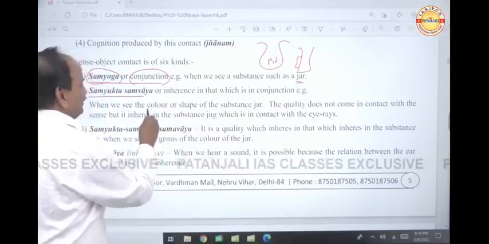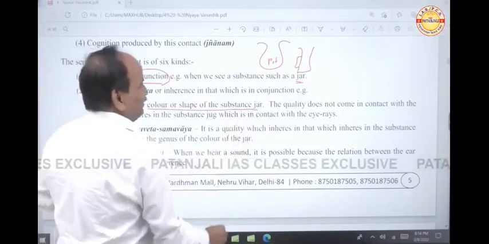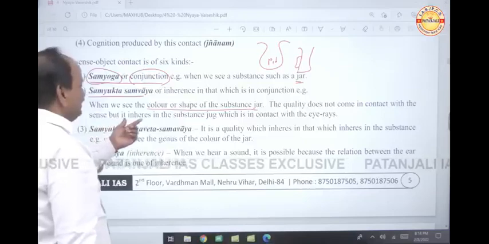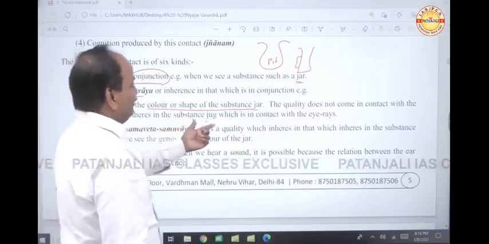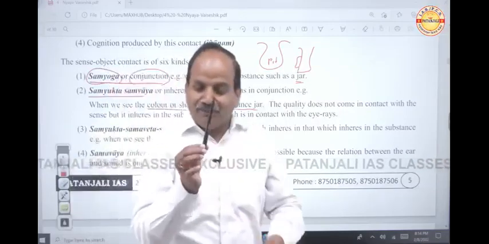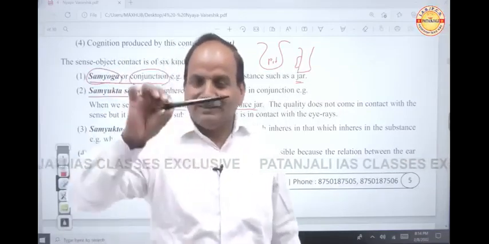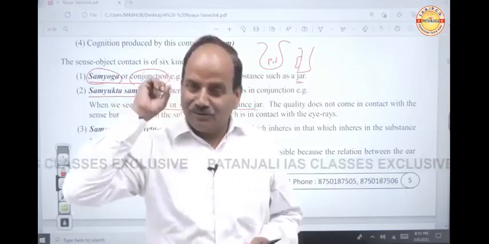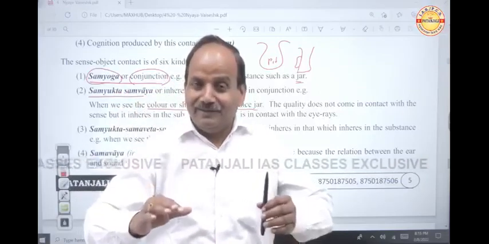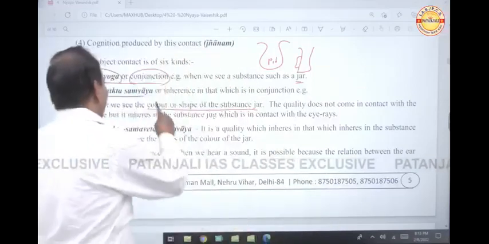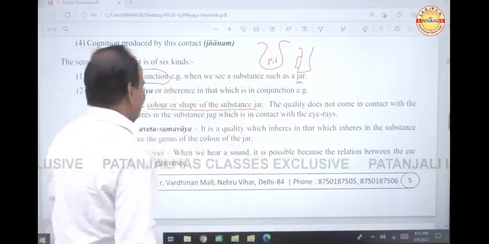Example, when we see the color or shape of the substance jar, the quality does not come in contact with the sense, but it inheres in the substance jug, which is in contact with our eyes. This one is a black marker. First you write: it is a jar, sanyog. Second one is: it is a black jar. It means sanyog, sanyukt samavaya. We will see the third separately.